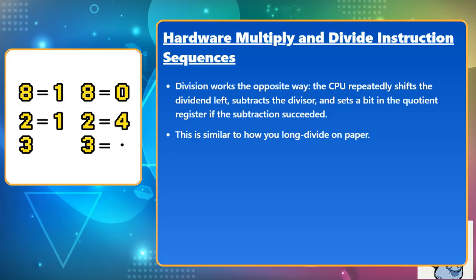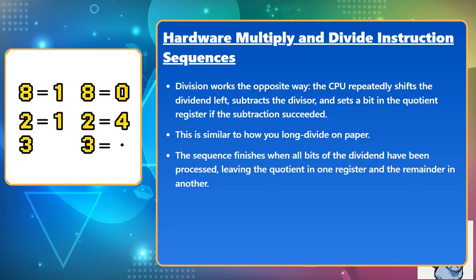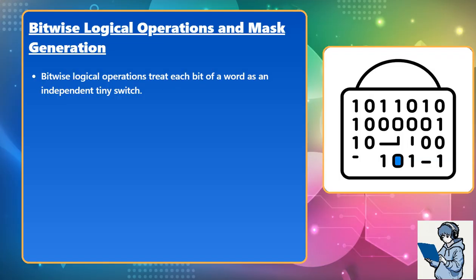This is similar to how you long divide on paper. The sequence finishes when all bits of the dividend have been processed, leaving the quotient in one register and the remainder in another. Bitwise logical operations treat each bit of a word as an independent tiny switch.